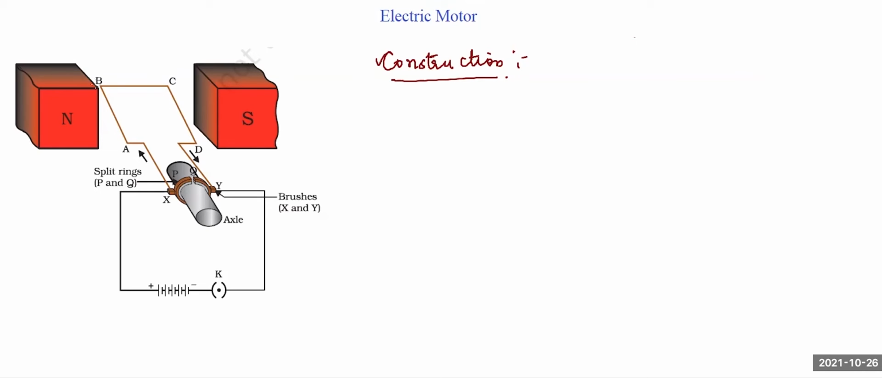So the two conductor sides AB and CD of this coil are perpendicular to the direction of the field. The field direction is from north to south as shown in the figure. And we can see that the conductors AB and CD are perpendicular to the field direction.